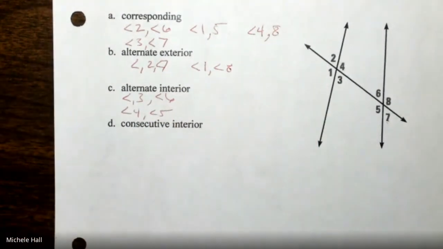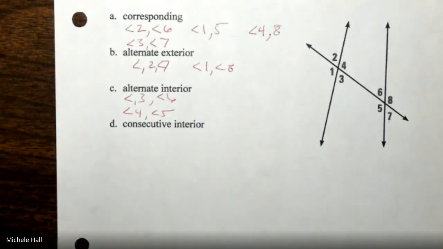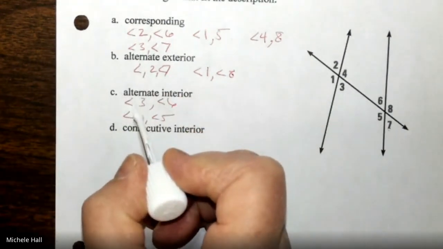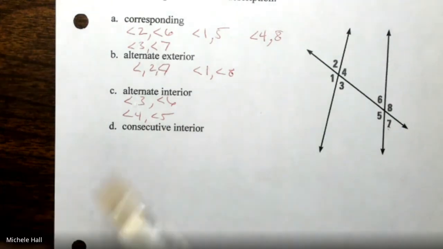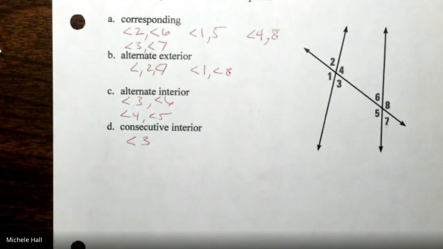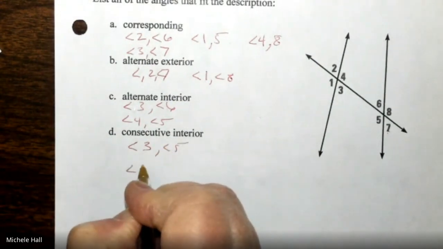Correct. Okay, the last one is called consecutive interior. They're on the inside, but this time they're not alternating. They're consecutive. They come one after another. Angle 3 is the consecutive interior angle to what other angle? 5. The other one's what? Yes.